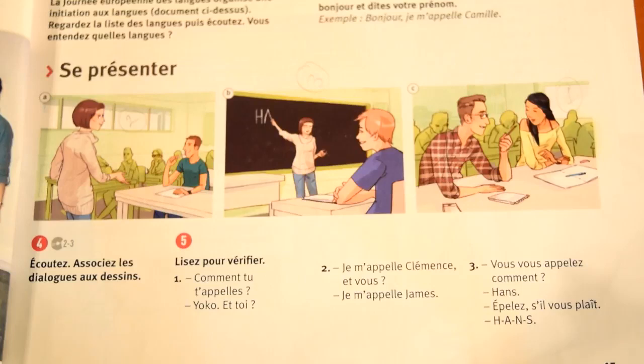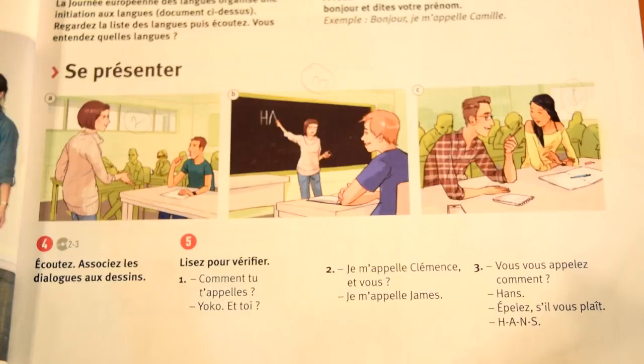Activité 4. 1. Comment tu t'appelles? Yoko. Et toi? Deux. Je m'appelle Clémence. Et vous? Je m'appelle James. Trois. Vous vous appelez comment? Hans. Épelez, s'il vous plaît. H-A-N-S.